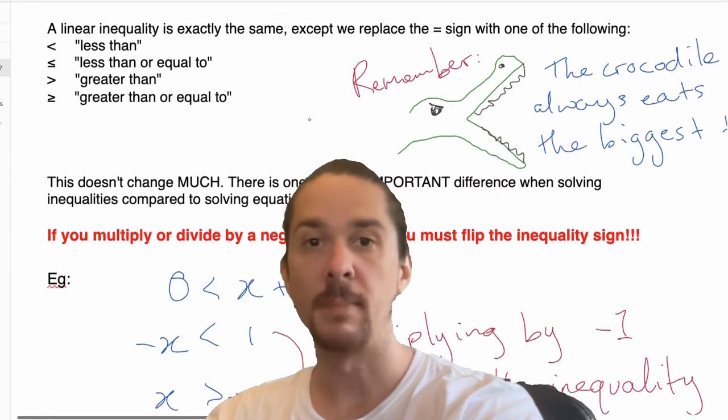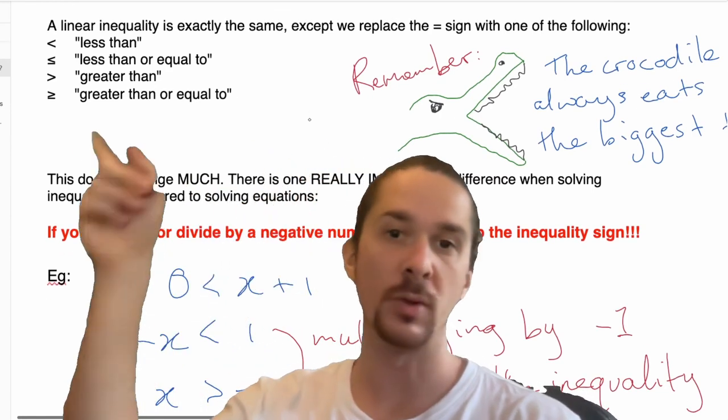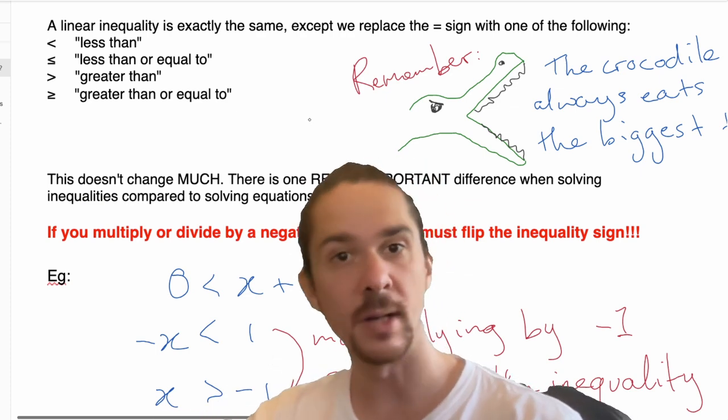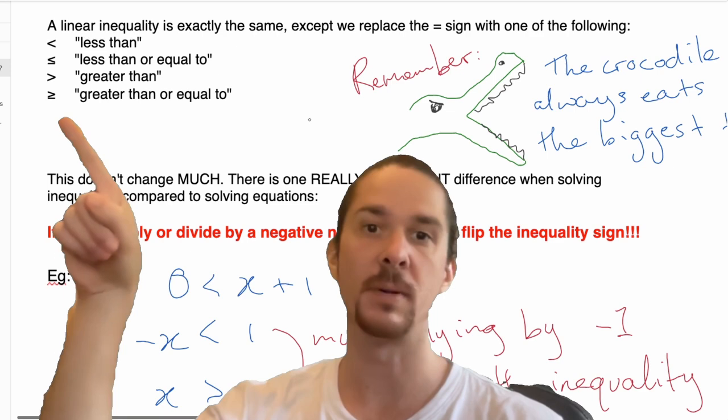We're going to build on that by looking at linear inequalities, which are exactly the same, except we replace the equal sign with one of these. We have a less than sign, a less than or equal to sign, which is a less than sign with a half an equals, a greater than sign, or greater than or equal to sign. Again, that's like a greater than sign, but it's got half a little equals there.